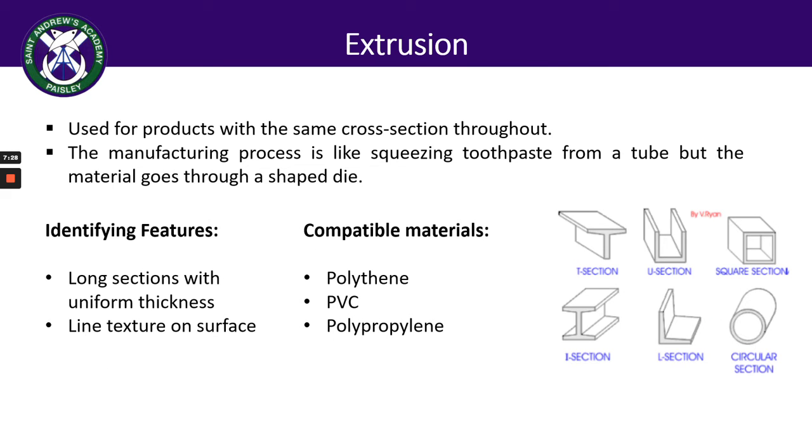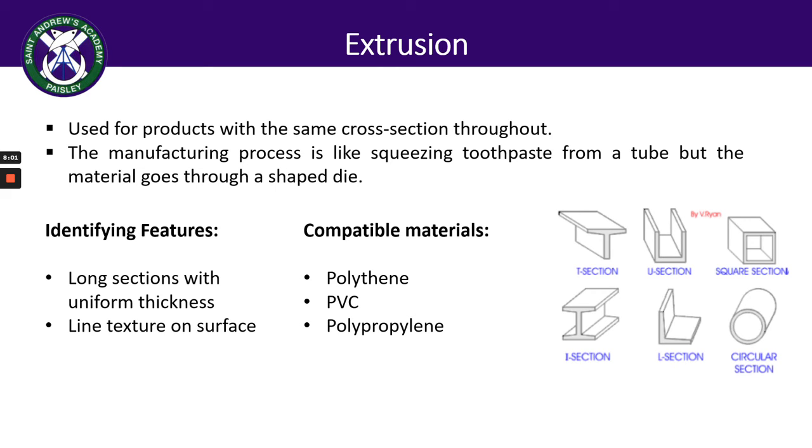Moving on to extrusion. This is used to manufacture products with the same cross-section throughout. And the manufacturing process can be compared to squeezing toothpaste out of a tube, but instead of the round nozzle that the toothpaste comes out of, the material is squeezed through something called a die that's shaped as per the intended product. So that could be your U shape or an I shape, looking at the examples on the image there.